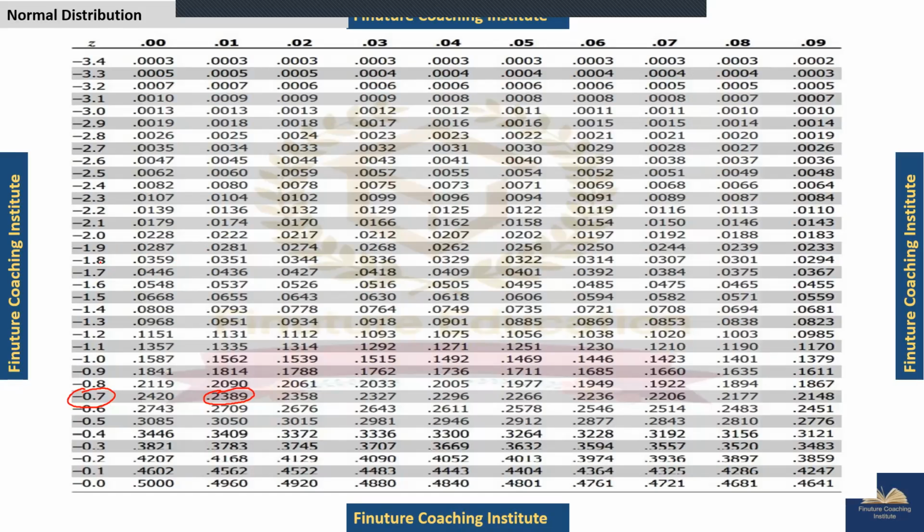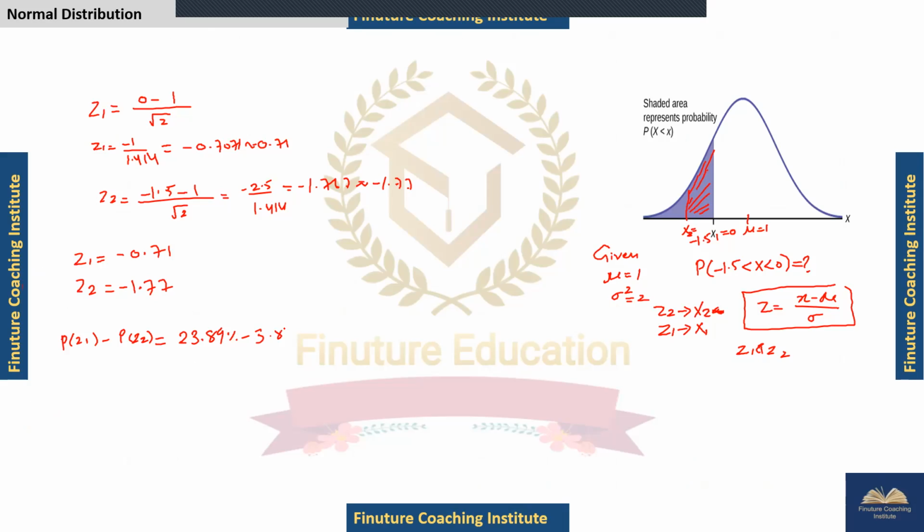If I go here, it is 1.7, and if I go right, this is the value. For people who don't know how to read a z table, this is how you read 1.7 and 0.07. It gives you 0.0384, so it's 3.84%. This was number 1, the probability corresponding to z1, and this is number 2, the probability corresponding to z2. So let's calculate the difference: 23.89% minus 3.84%.